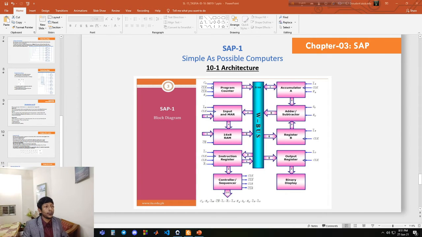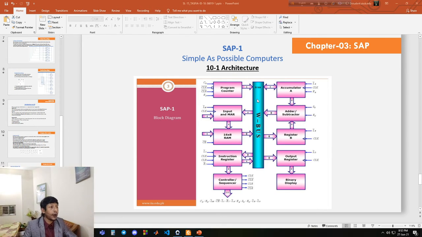And the final chapter 3 is SAP. SAP is Simple As Possible computer. It is an architecture showing how a microprocessor computes data. We can see we have a program counter, an input and MAR, RAM 16x8, instruction register, controller register, accumulator register, adder, a register called B, output register, and binary display. It has some separate pins to execute their particular jobs.